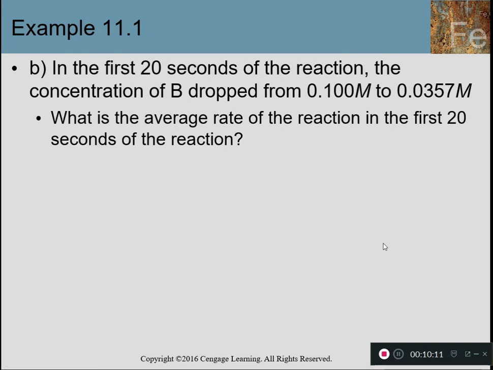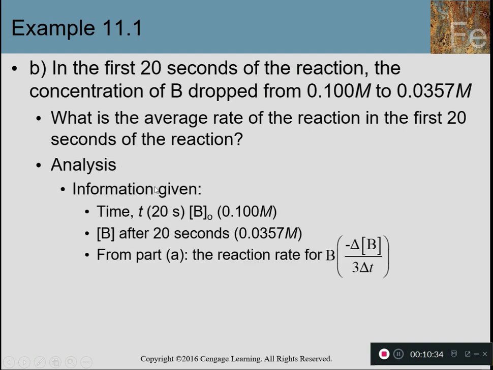So for the first 20 seconds of the reaction, the concentration of B drops from 0.1 to 0.0357. What's the average rate of the reaction in the first 20 seconds? So first we have to figure out how much B drops in 20 seconds, divided by time, and then convert that over to the rate of the reaction. So we know we have the time. We now have the initial time.